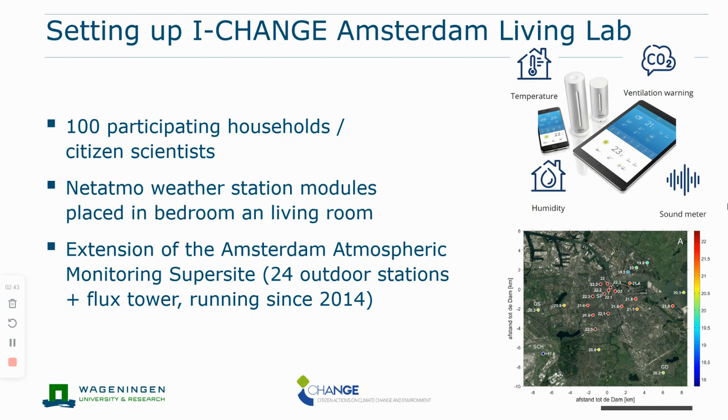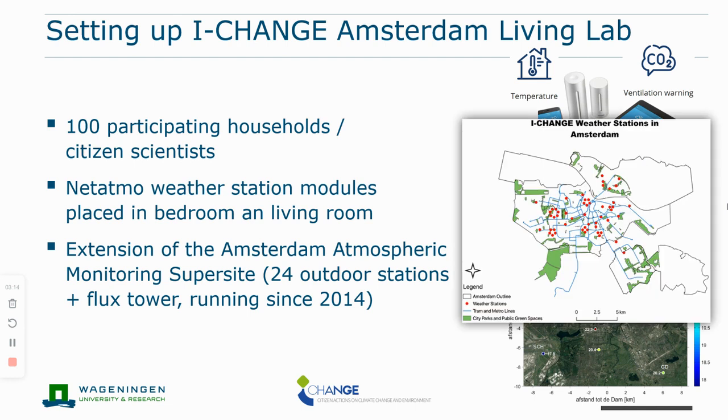This network is an extension of an already existing network that we have. It's called the Amsterdam Atmospheric Monitoring Supersite. It consists of 24 outer weather stations plus a flux tower that has been running since 2014. If you want to know more about this measurement network and some studies that we have done with it, I have a poster presentation on Thursday.